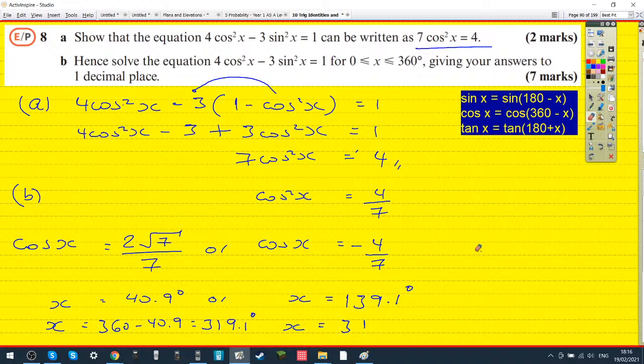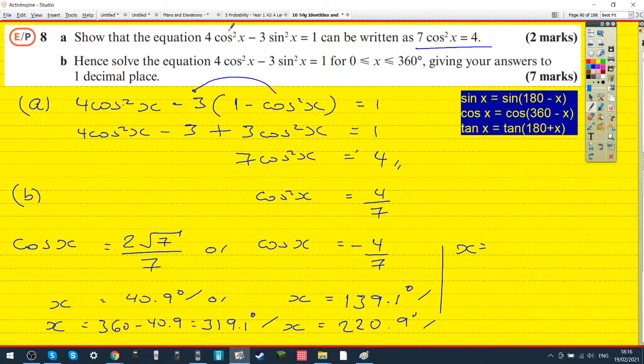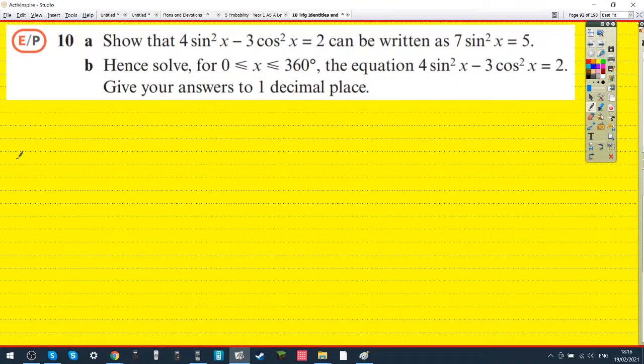Sorry, say it again. I can't remember the first one, but the second one's 220.9. Okay, so our four solutions are 40.9, 139.1, 319.1, and 220.9. Let us see: 40.9, 139.1, 220.9, 319.1. Great. Yeah, big picture is you change sine squared x into 1 minus cos squared x, because it'll make it easier to solve. Okay, how do we do part A?